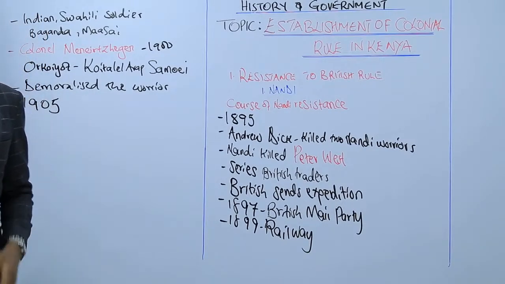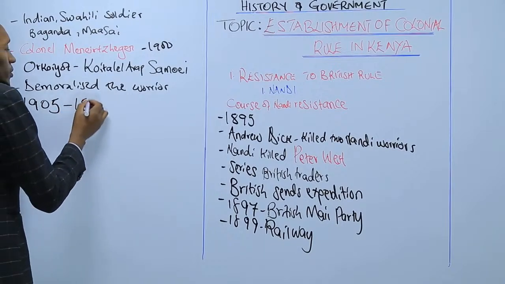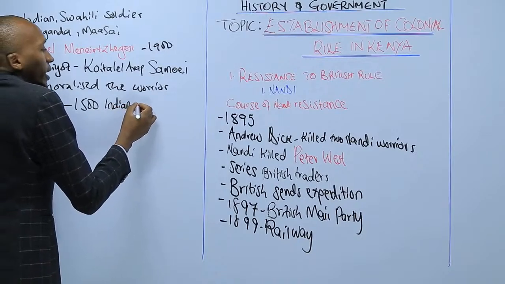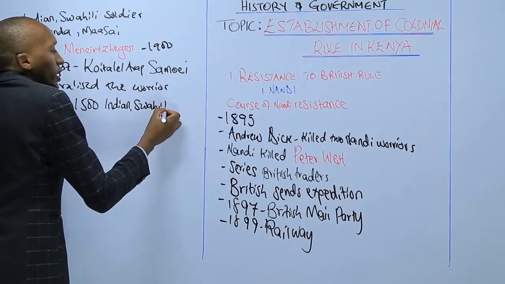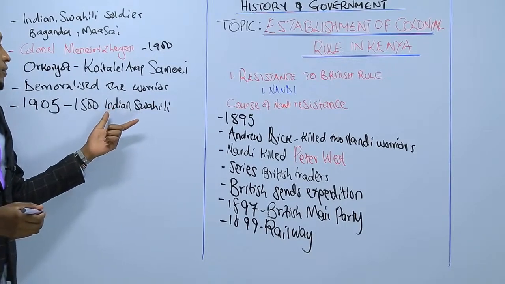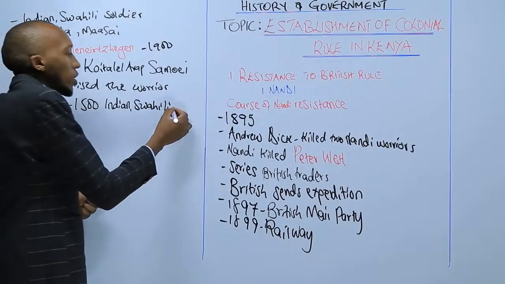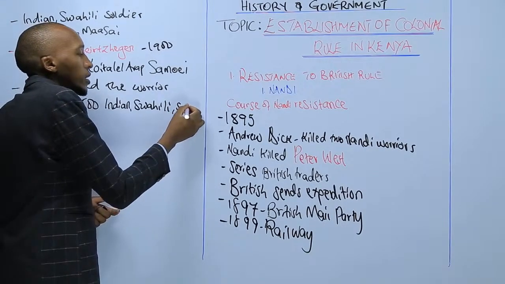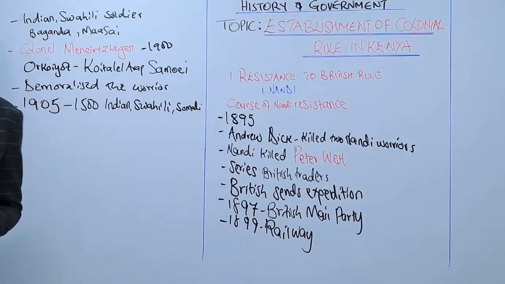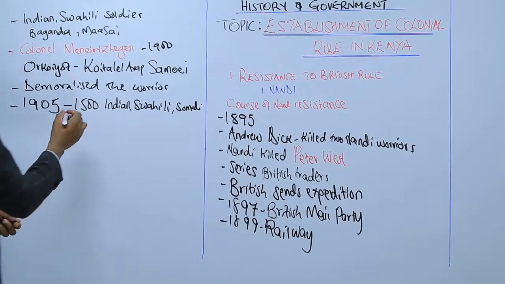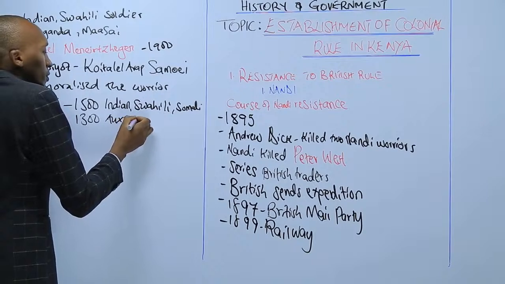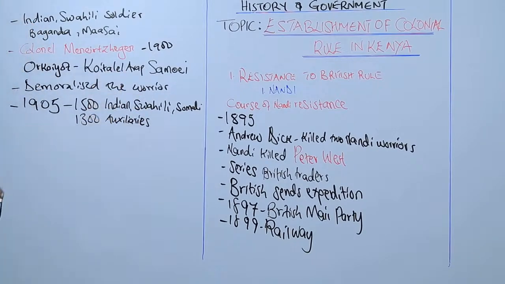They were able to get 1,500 Indian and Swahili soldiers to come and fight against the Nandi. They also included some Somali soldiers, right? And then, apart from the 1,500 soldiers that were sent at that time, they also hired 1,300 auxiliaries to come and also join in the expeditions.